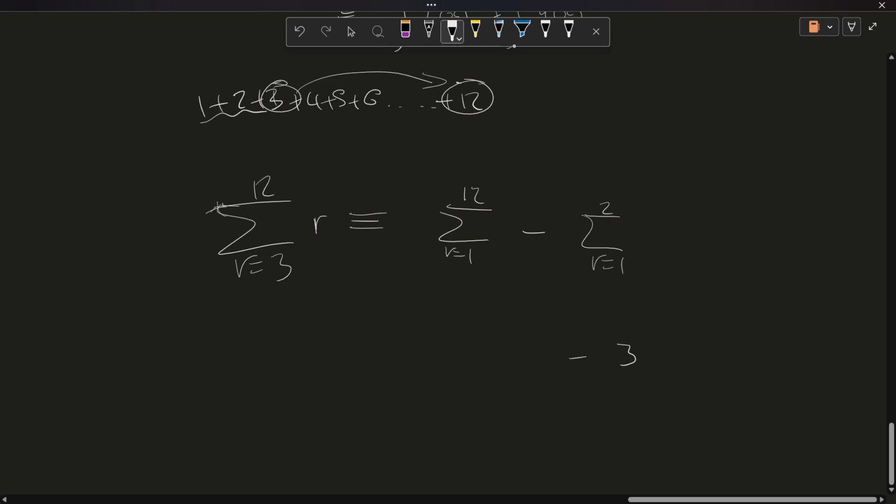I don't want to do that in my head. I have a thing on my calculator. Why am I even trying? 1 to 12, that's 78, minus 3, is 75. There's your answer.